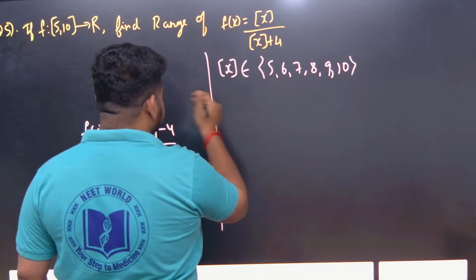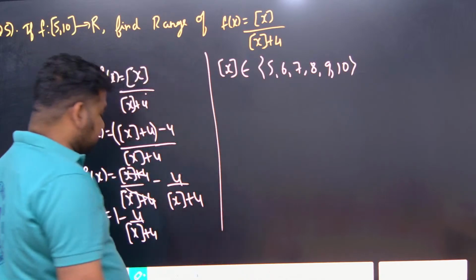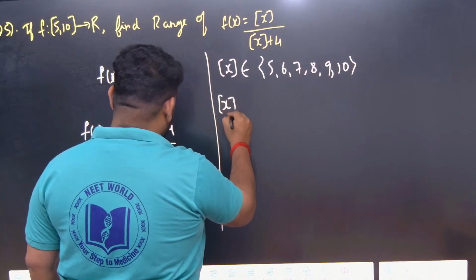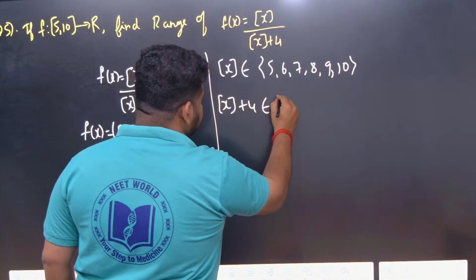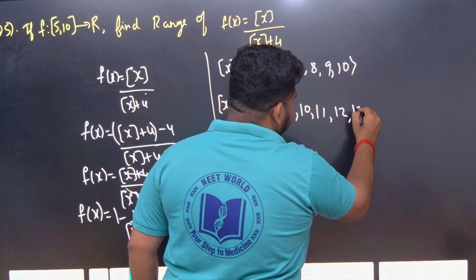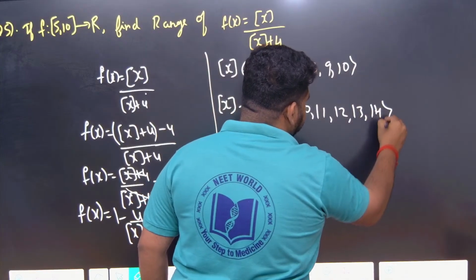Step of x plus 4, I should do it. Yes or no? Step of x plus 4, if I have to do it, it will become what? Just add 4 to all of this. So it will become what? 9, 10, 11, 12, 13 and 14. That is what it will become.